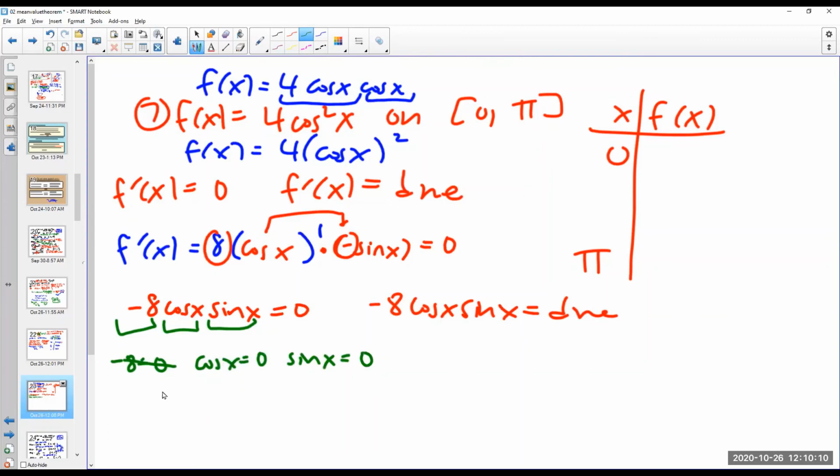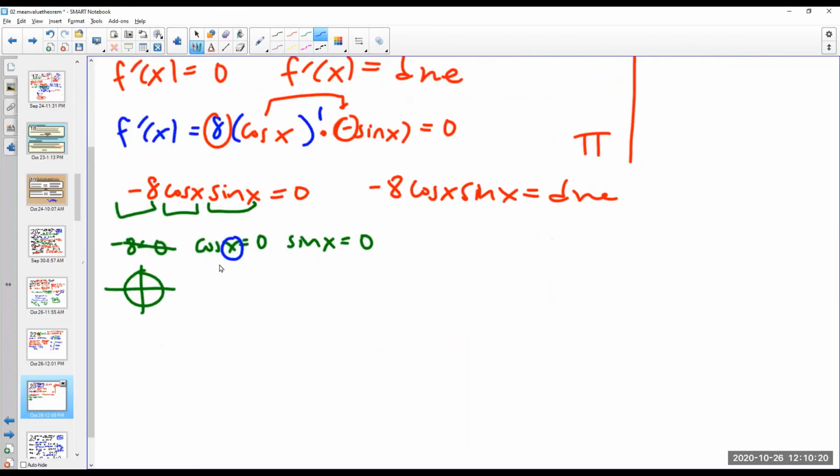If cosine x is equal to 0, think about your unit circle. What is x going to be equal to? I'm not trying to find cosine x. I'm trying to find x. So let me pull this down a little bit. If cosine x is equal to 0, what angle does that happen at? Pi over 2 and 3 pi over 2, right? And then what about sine x? Where does sine x equal 0? Think about the unit circle here and here. So that would be 0, pi, and 2 pi, okay?